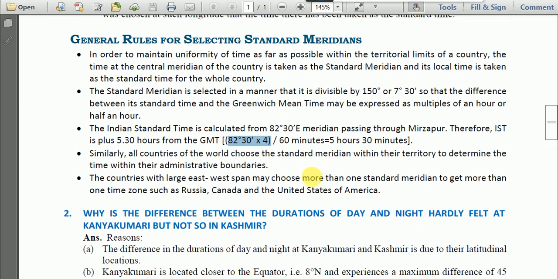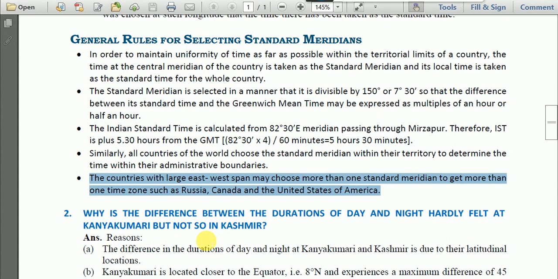So in this way, we are selecting 82 degree 30 minute east as the standard meridian of India. Similarly, all countries of the world choose the standard meridian within their territory to determine the time within their administrative boundaries. And the last point you must know is that the countries with large east-west span must choose more than one standard meridian to get more than one time zone, such as Russia, Canada, United States of America.